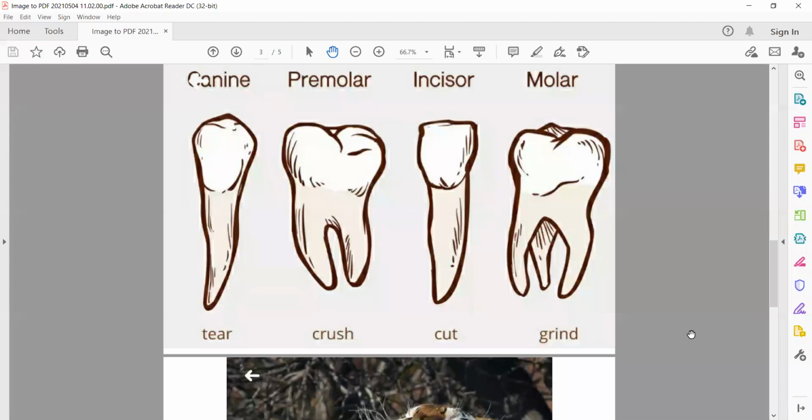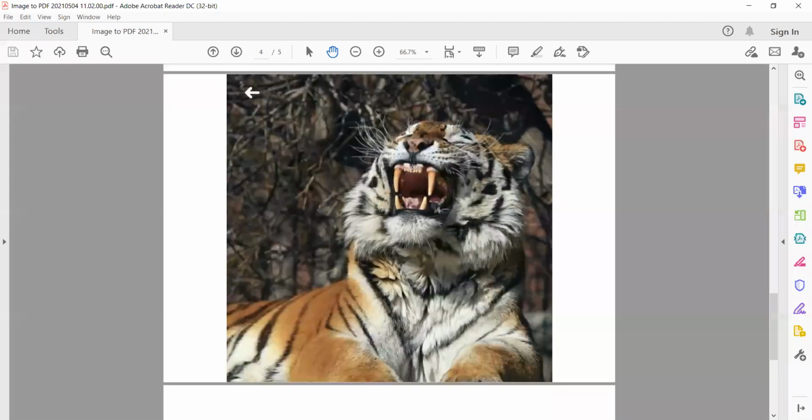These are 4 types of teeth: incisors, canines, premolar, and molar. Now, here is the example. Look at the picture of the tiger. The tiger used what? The tiger used its canines for tearing the food. Where are the canines present? The canines are present beside the incisors because these are the pointed sharp teeth. The tiger used its canines for tearing the food, for piercing the prey.